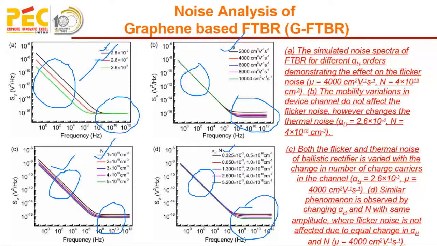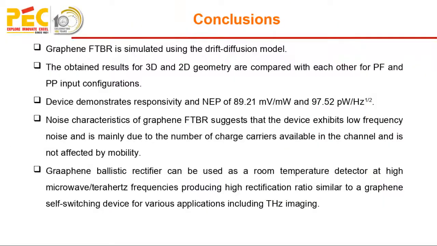So, conclusion. Graphene FTBR is simulated using the drift-diffusion model. The obtained results for the 3D and the 2D geometry are compared with each other for push fixed as well as for push pull input configuration. The device demonstrates a responsivity and noise equivalent power of 89.21 millivolt per milliwatt and 97.52 picowatt per root hertz. Noise characteristic of the graphene FTBR suggests that the device exhibits low frequency noise or flicker noise, and is mainly due to the number of charge carriers available in the channel and is not affected by the mobility.